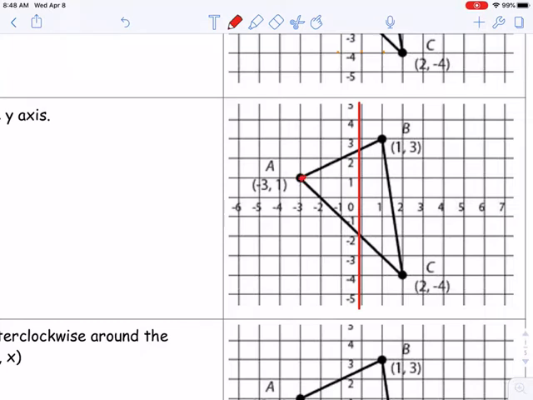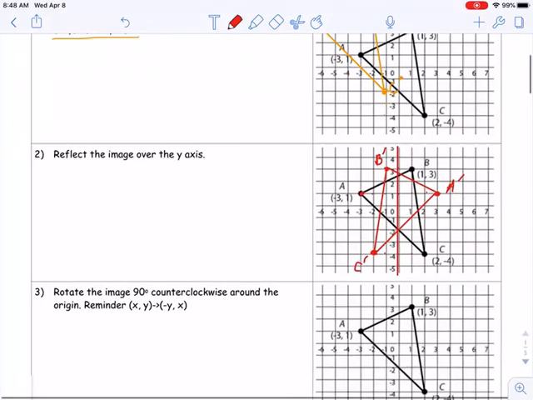So let's look at A. Notice how it's 3 to the left, so A prime will be 3 to the right. B is 1 to the right, so B prime will be 1 to the left, and C is 2 to the right, so C prime will be 2 to the left. They're equidistant from the line of reflection. And remember, this red triangle that I just made is the same triangle as the original black one. It's just in different space. It just flipped, different location, but still all the sides and angles are the same.